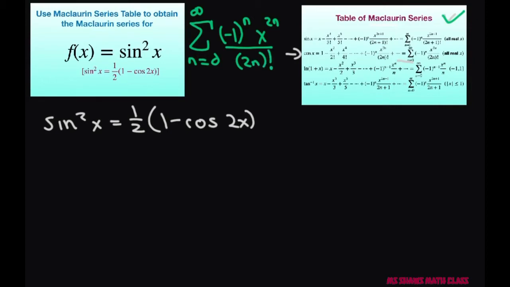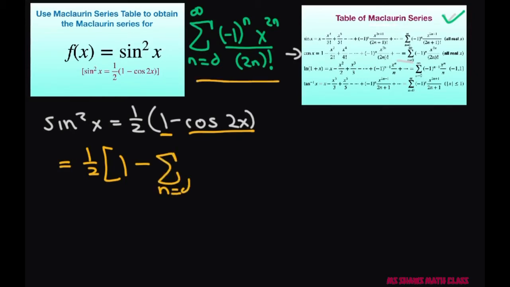Alright, so I'm going to just expand this, and we're going to write this as 1/2. Then we have this 1 minus, and then we're going to do this sum. So for that, we're going to get the sum n equals 0. You're copying this down basically, but instead of x, we have 2x. You can write this as 2x to the power of 2n, and then divide it by 2n factorial.